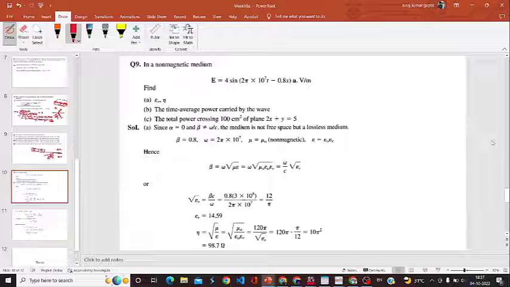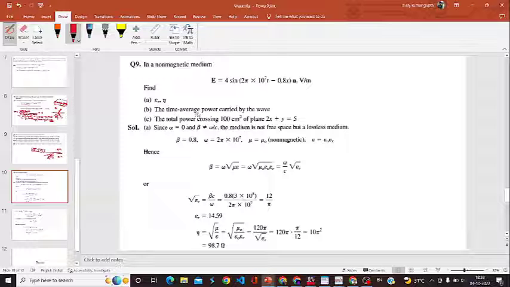The problem states that in a non-magnetic medium, the electric field is defined as 4 sine of omega t minus beta x. The value of omega is given as 2 pi into 10 raised to the power 7 radian per second, and beta is given as 0.8. Based on that, in the first part of this problem we have to find the dielectric constant, epsilon r, and the intrinsic impedance.